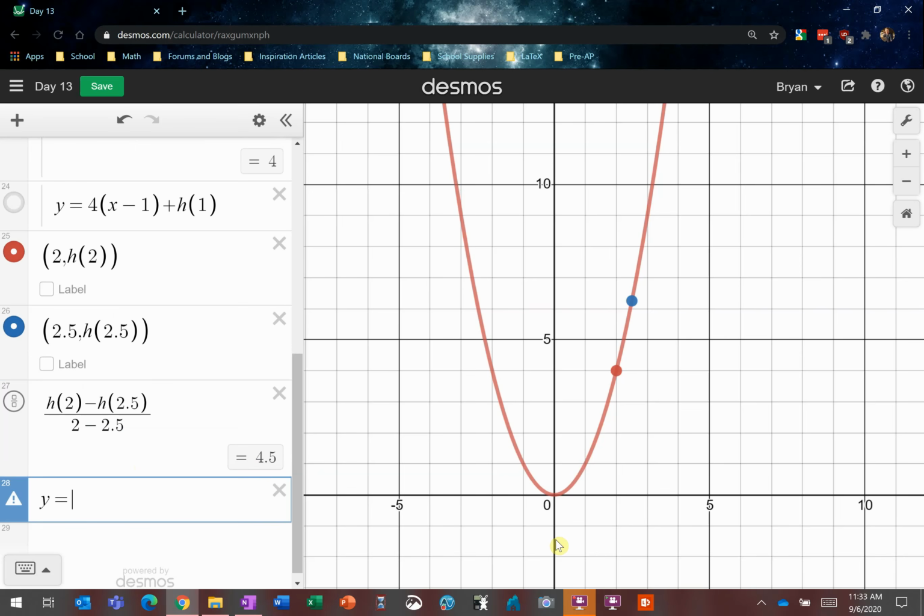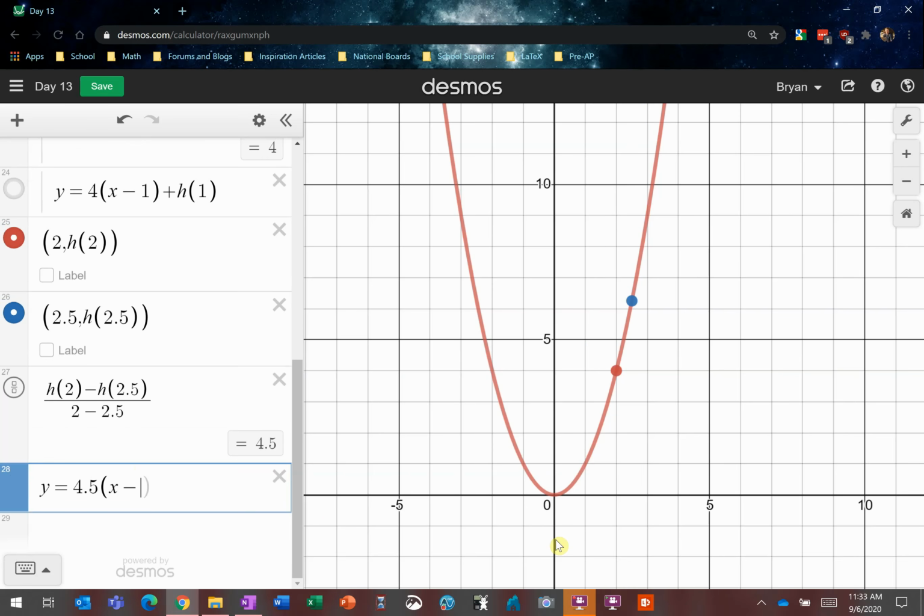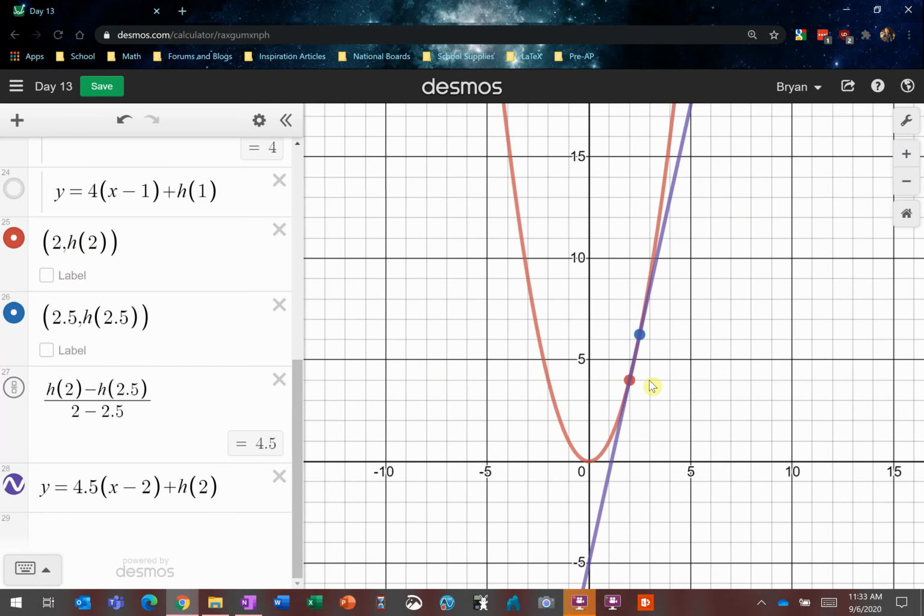Well, our secant line, we're going to use our slope, which was 4.5, and we'll do x minus, let's use the point we know it has to pass through. We don't really care if it passes through this. In fact, we probably don't want it to. We know it has to pass through this point, though, because that's the point we're trying to make tangent. So x minus 2 plus h of 2. And you'll notice, of course, that it passes through 2 points because we used 2 points to create this. But it looks pretty darn good. If I turn off this point, it looks like it's almost bouncing off at that point.